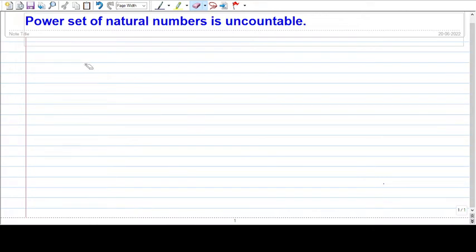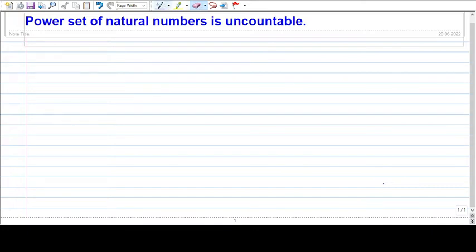Today we are going to look at a particular problem which says that the power set of natural numbers is uncountable. So we know that natural numbers are countable. The countability is basically we are trying to frame the idea of natural numbers because we can count that: 1, 2, 3, 4.